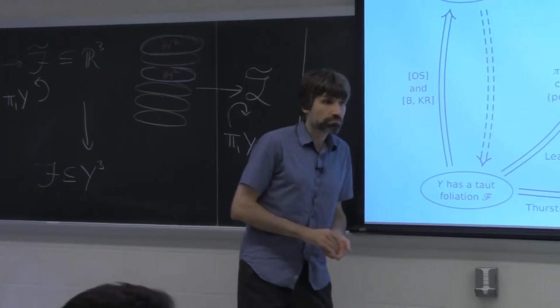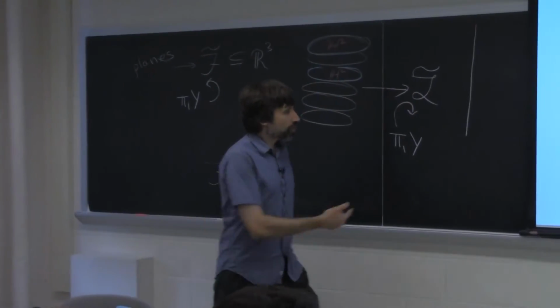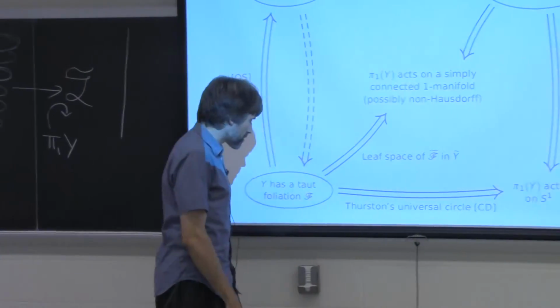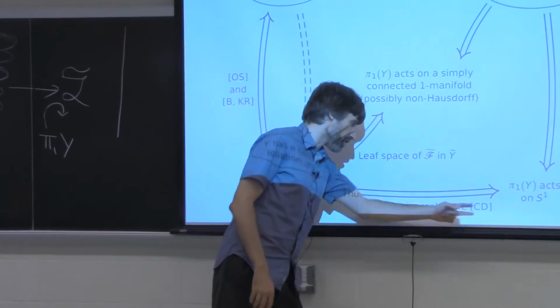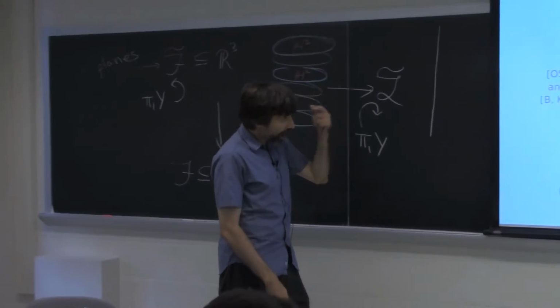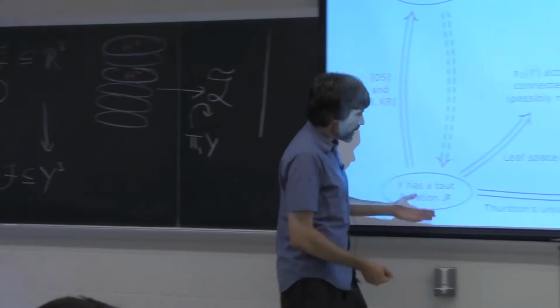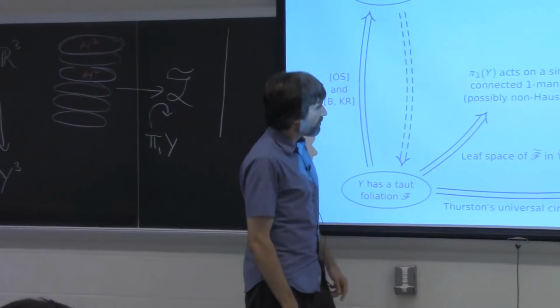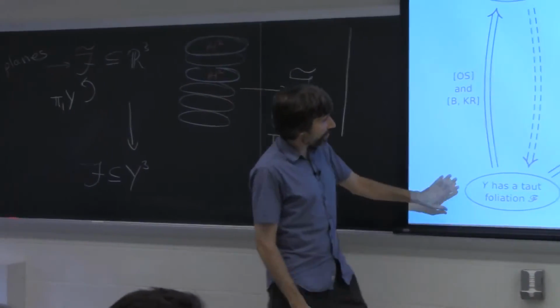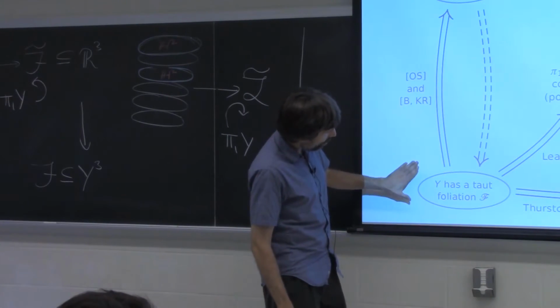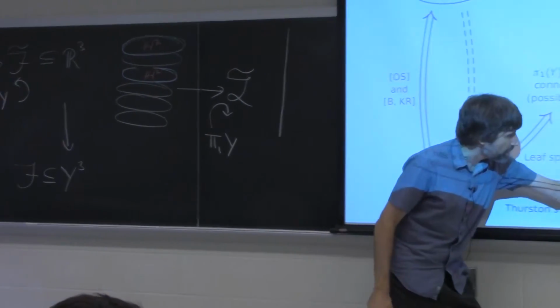So Thurston never published his proof of the existence of the universal circle. Danny Calegari and I wrote down a somewhat different proof of that fact. All right, so we do have some ways to go from having a taut foliation to actions on one-dimensional things.